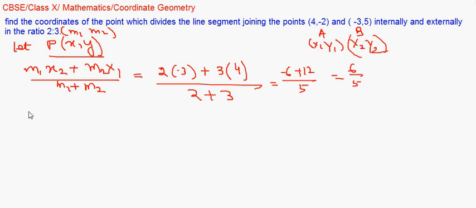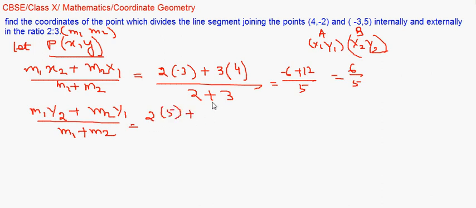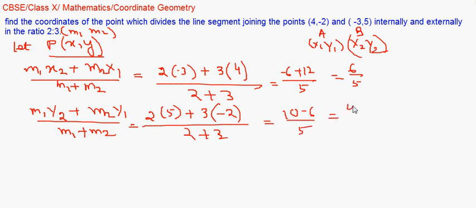Now I'll apply it on the y coordinate. (m1 y2 plus m2 y1) by (m1 plus m2). So this is again 2, my y2 is 5 plus m2 is 3 and my y1 is minus 2, by 2 plus 3. That gives me 10 minus 6 by 5, so it is 4 by 5. So the P coordinates are 6 by 5 and 4 by 5 when it is dividing AB internally.